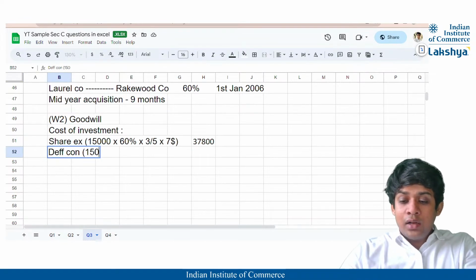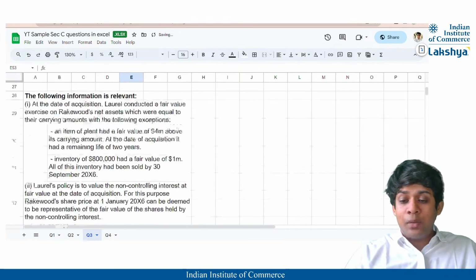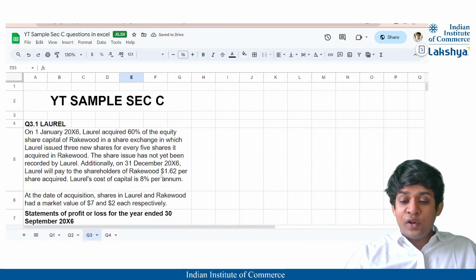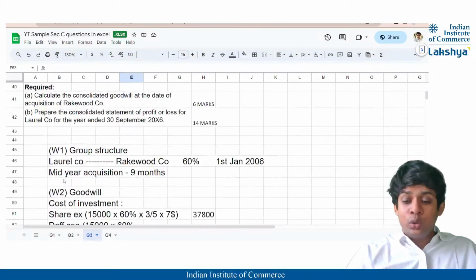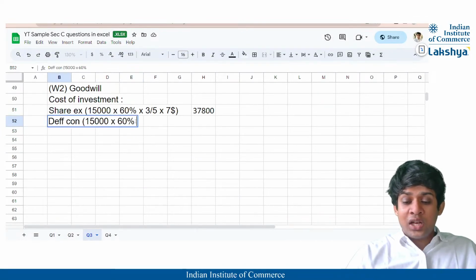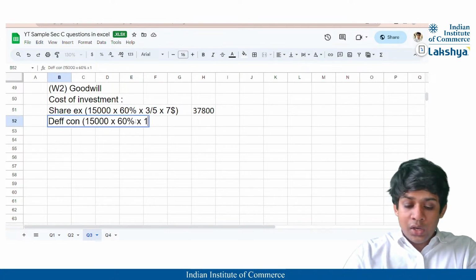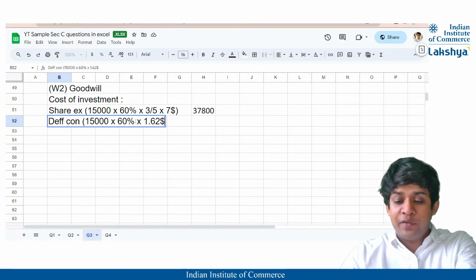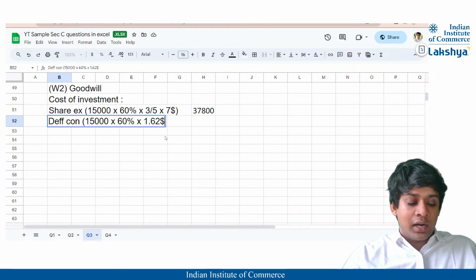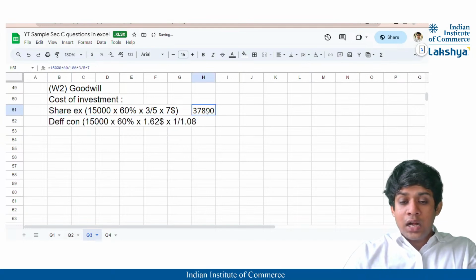Laurel will pay 15,000 into 60%, right? Firstly, because Laurel is going to pay how much? $1.62 for each share acquired, right? So the total shares of the subsidiary is 15,000 and you have acquired 60%. So for each share acquired, they are going to pay $1.62, correct? And this is going to be multiplied by 1 divided by 1.08, right? I'll just mention this calculation.